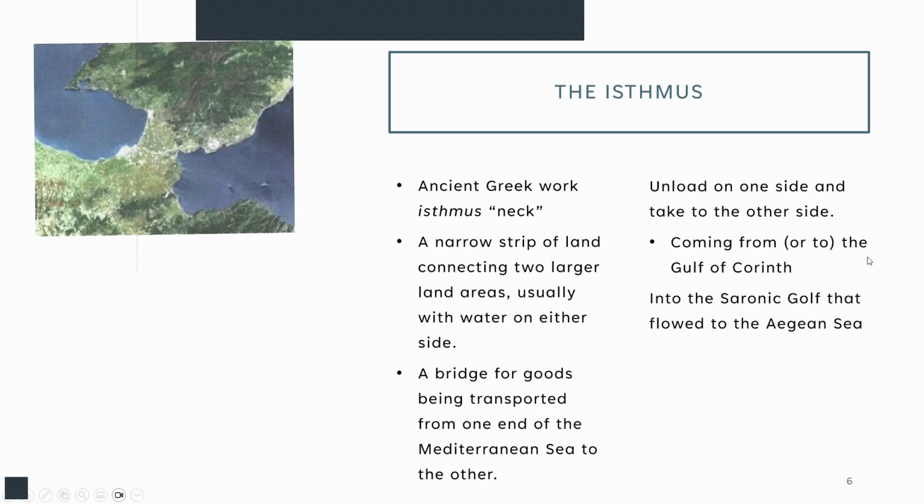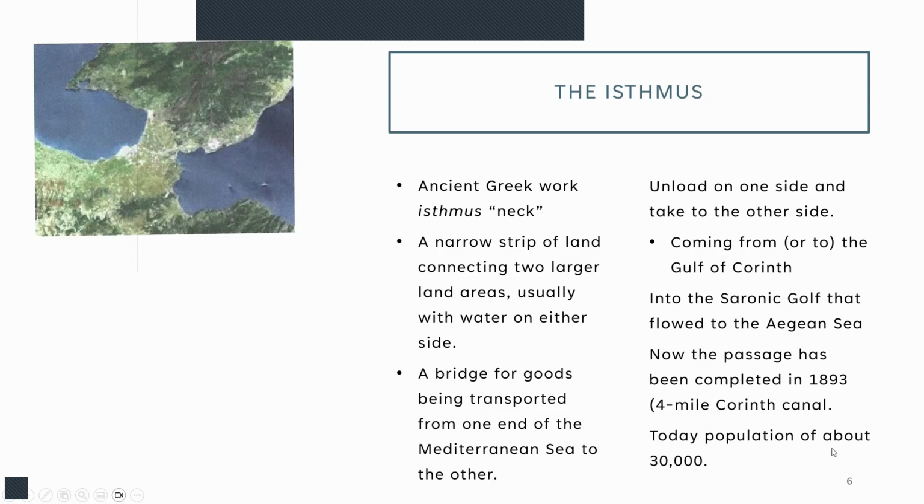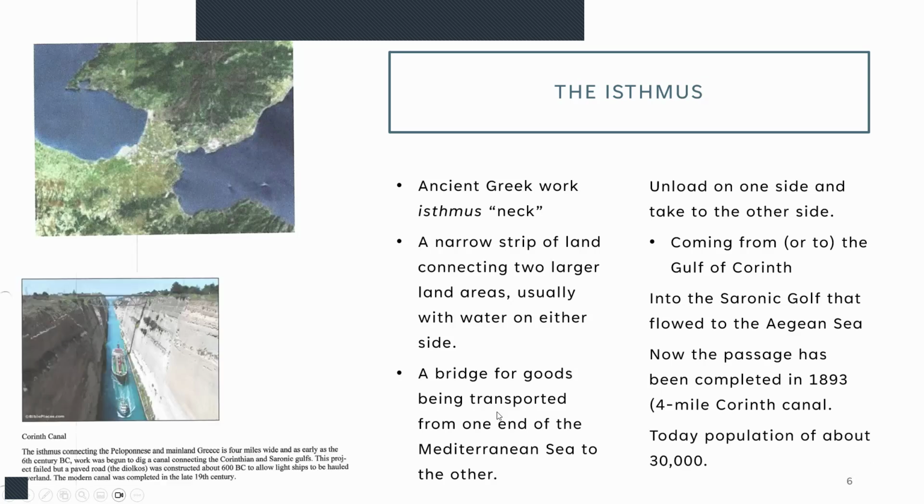It was coming from or to the Gulf of Corinth into the Saronic Gulf. Now, the passage was completed in 1893, a 4-mile canal. Today, the population is around 30,000, and there it is today. So this is what it was like, and then they've built the canal there.